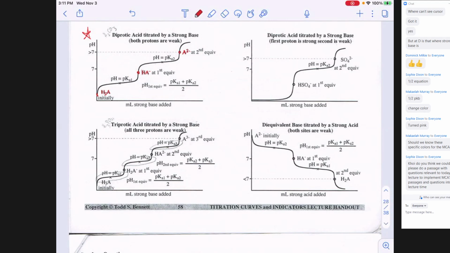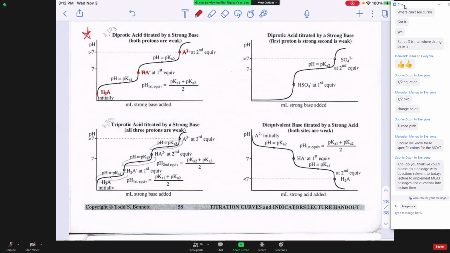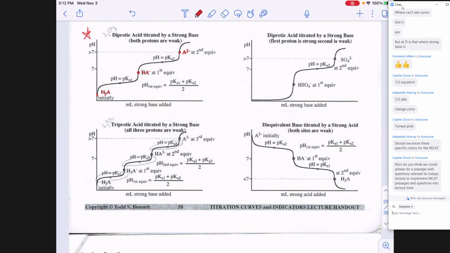Okay. Same thing occurs if you have 3 protons on a polyprotic acid. Think of your phosphoric acid, H3PO4. A3 minus being the phosphate group, right? And the 3 hydrogens are each of the hydrogens that you have in your phosphoric acid.